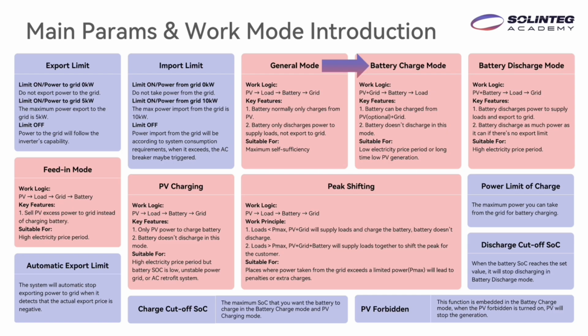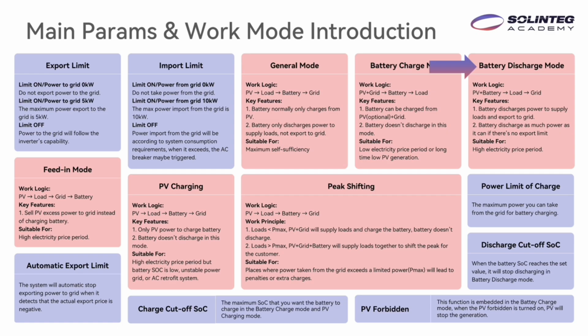The next is the battery charge mode. This mode is especially suitable for periods when the electricity price is low, or when the PV generation is not very ideal. The working logic is that the PV and the grid will supply the load together and also charge the battery. The battery can be charged from the PV and the grid, but using the PV is optional. The battery won't discharge in this mode.